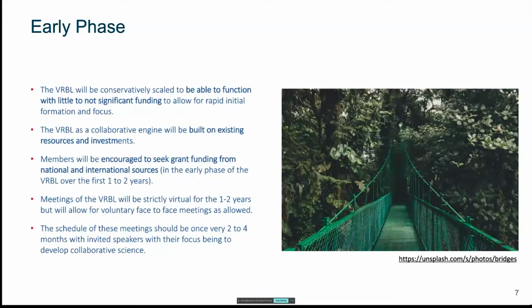That's the key, is that people are using what they have more efficiently, not necessarily demanding new things, at least not in the beginning. Members are encouraged to seek grant funding from national and international sources. As an example, we just had an RFA in the NCI for high LET radiobiology. It was open to the globe, and its 5-year total distribution of funds is $19 million.